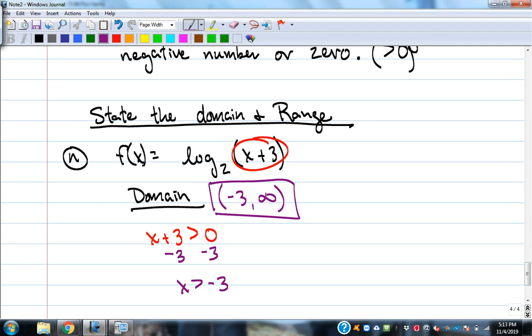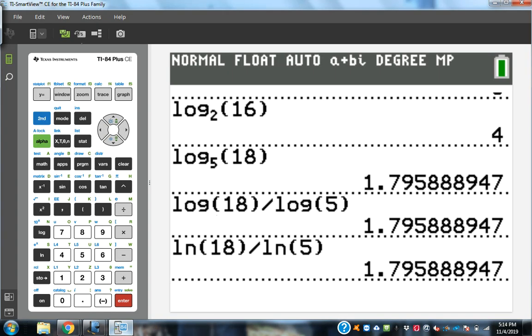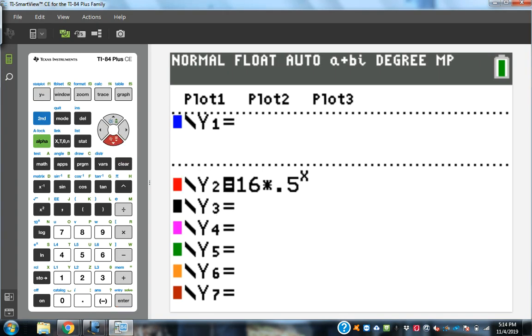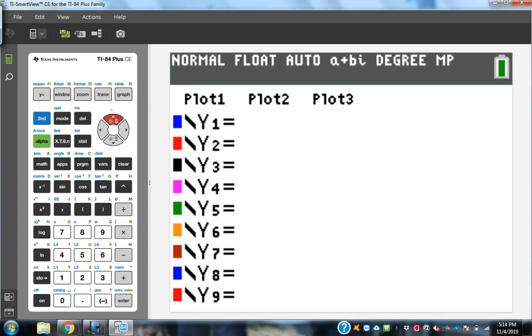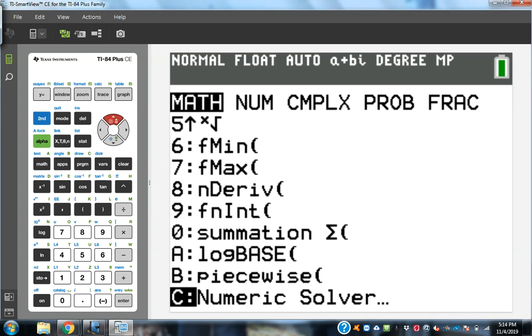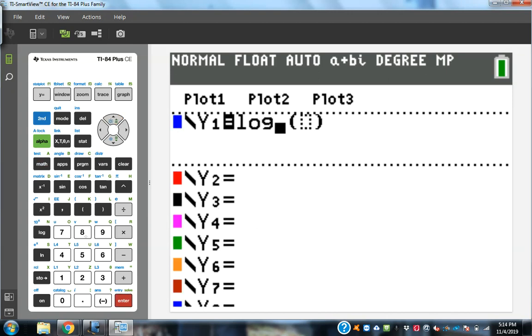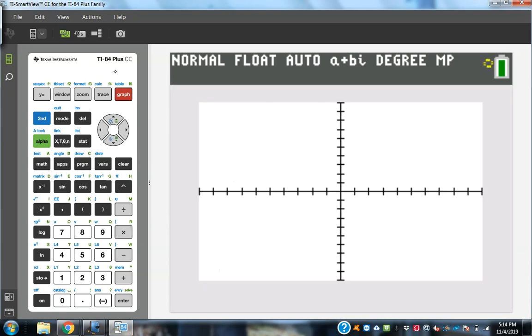The range, if we look at the graph of this, let me clear out this other junk I had. I can actually type in that log base 2. So I can hit math, go to log base, make it a log base 2 of x plus 3. Hit graph, I'll show you what's going on. Now, it disappears right here below that line right there.